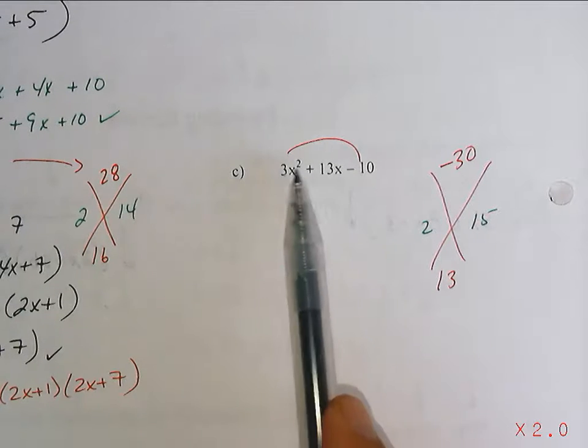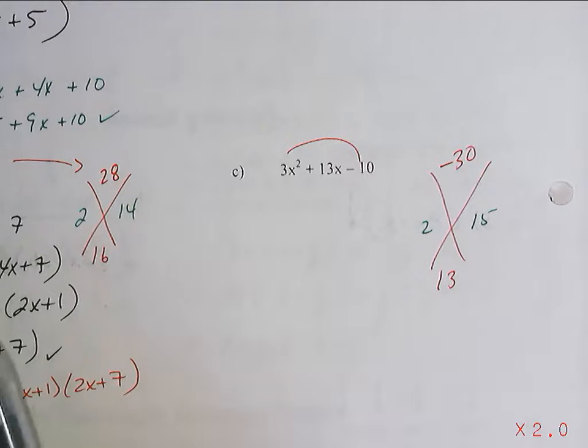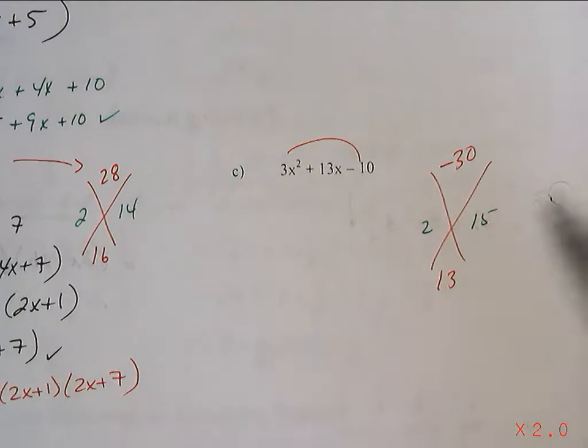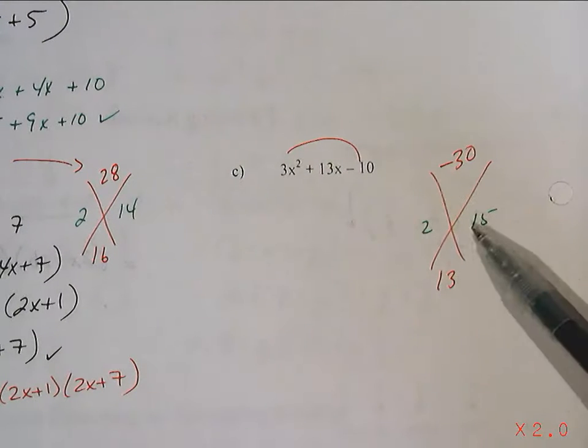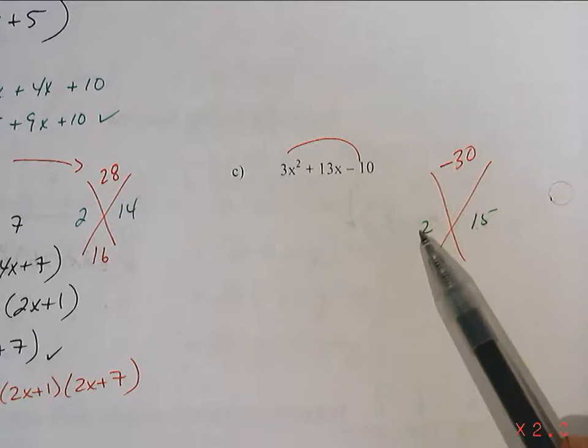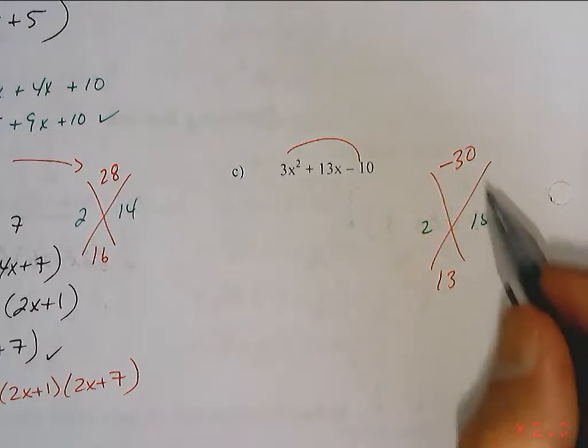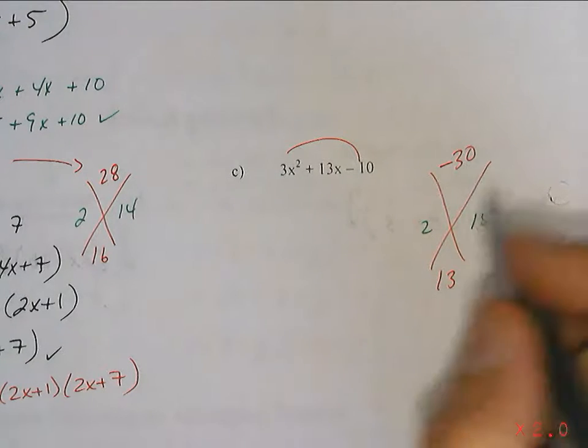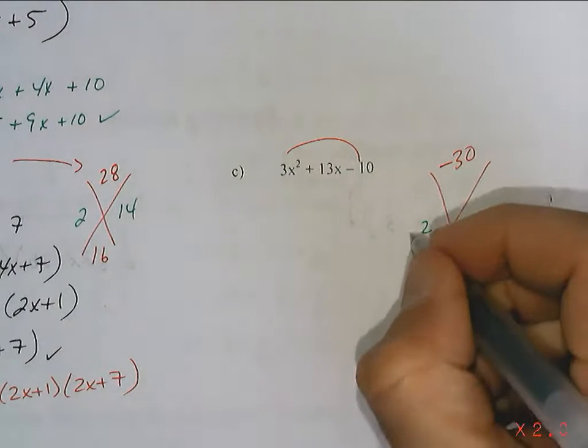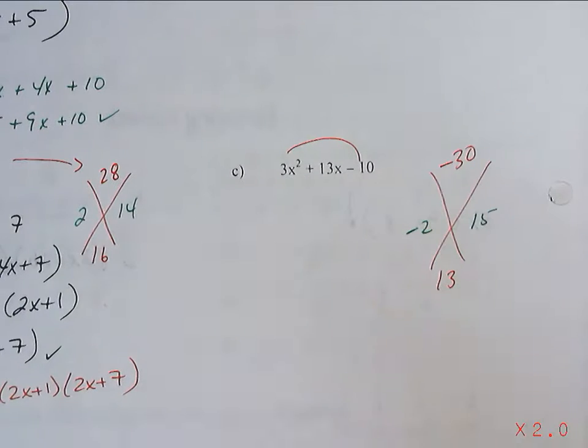So I'm looking for two numbers that multiply to give negative 30, and they're going to add to give 13. My first thought was 3 and 10, but that won't work. You can figure that out for yourself. So I'm going to go to 2 and 15. One of them has to be negative because they multiply to give a negative, and they need to add to give a positive. So the 2 is going to be negative. Let's see if it works.